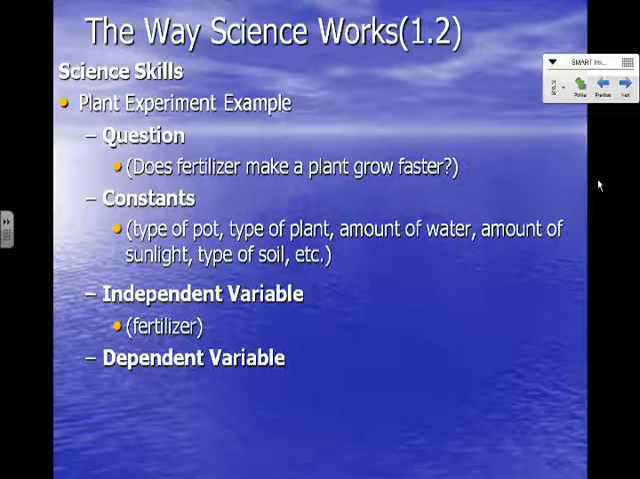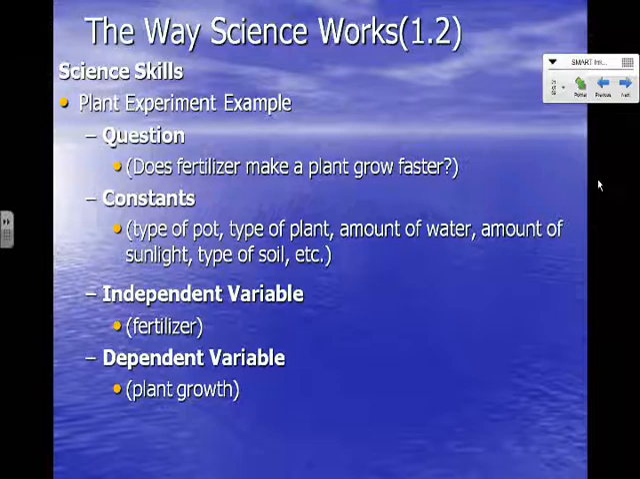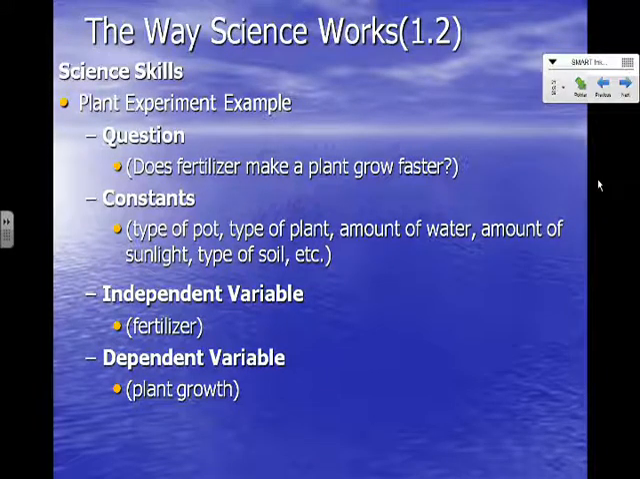Now, what's the dependent variable? Go ahead and pause the video and write down what you think. The dependent variable is plant growth. It's how much the plant grows. Now, of course, since we said in our question, does the fertilizer make a plant grow faster, we're going to measure the plant growth and also the time it took to get to that plant height, right? So the dependent variable is what we measure, the amount the plant grows, how fast the plant grows, the time it takes, something of that nature. But it's a measurement, not an object.